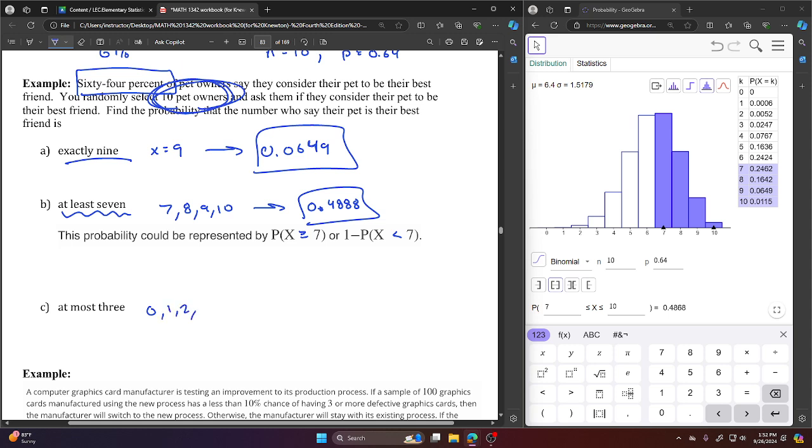0, 1, 2, and even 3, right? 3 would be the most. So let's do that. I can say 0 out of the 10 say they're best friend, all the way up to 3 say that it's the best friend, and we got that much. And you can kind of verify that these numbers make sense, right? I'm looking here on my bar graph, and it's kind of small, so that makes sense.